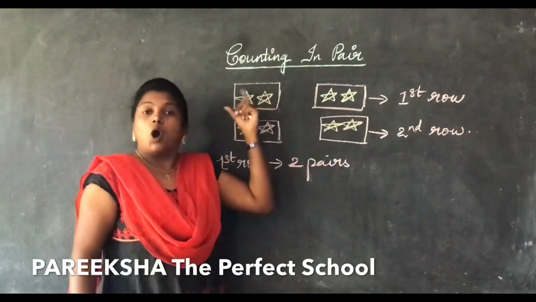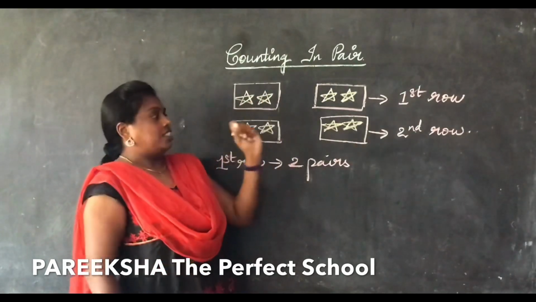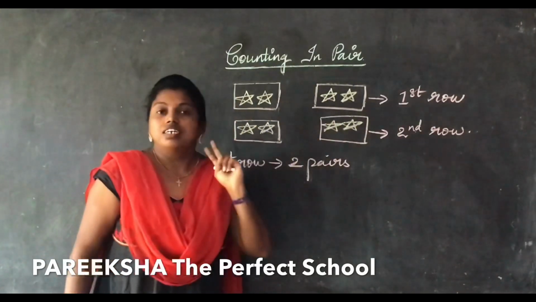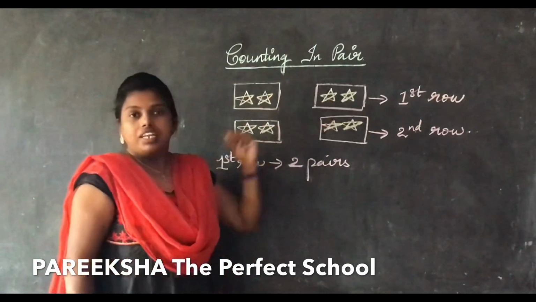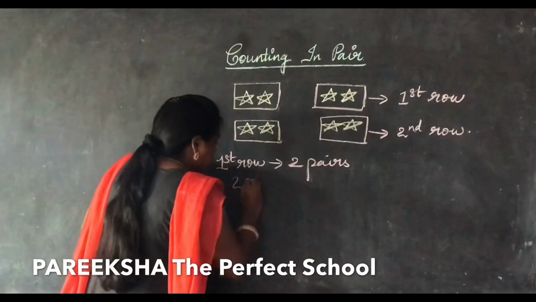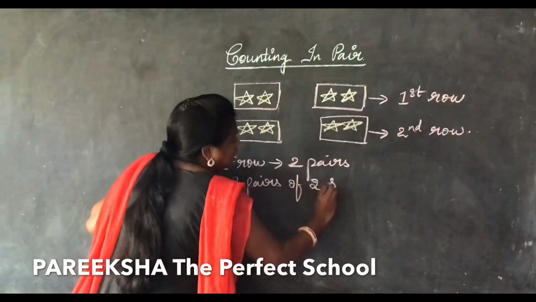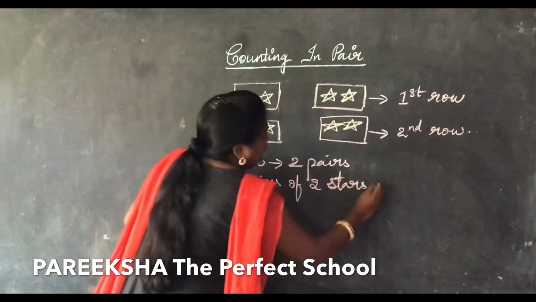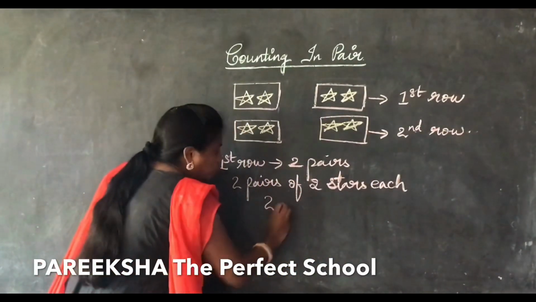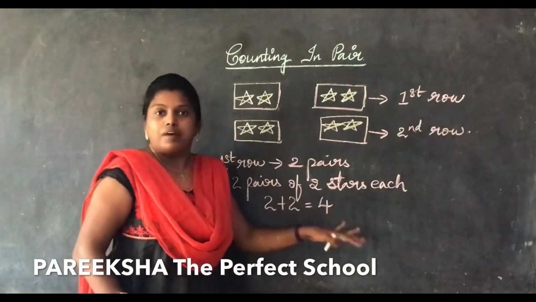In each pair, how many stars are there? Two stars are there. In the first pair, we can see the two stars, and in the second pair also we can see two stars. Altogether, how many stars are there? Altogether, we have four stars. That means two pairs of two stars each. That means in each pair we can see two stars. That means 2 plus 2 is equals to 4. 2 plus 2 is nothing but 4.